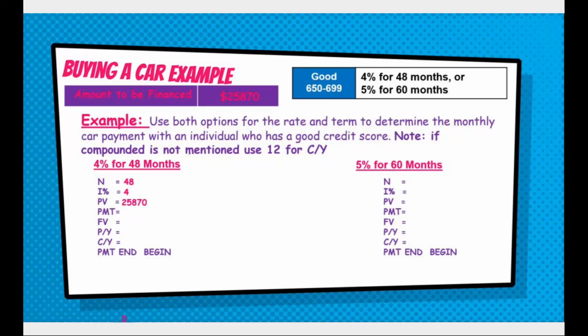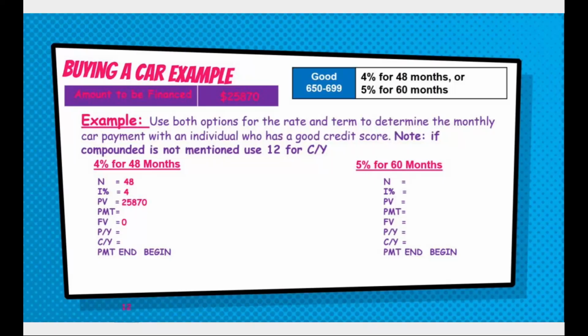So we're borrowing this, right? We're not investing this. We're borrowing that. So this is going to be a positive. I'm trying to find my PMT. My future value, meaning I want this after 48 months, I should owe nothing. So my future value should be 0.